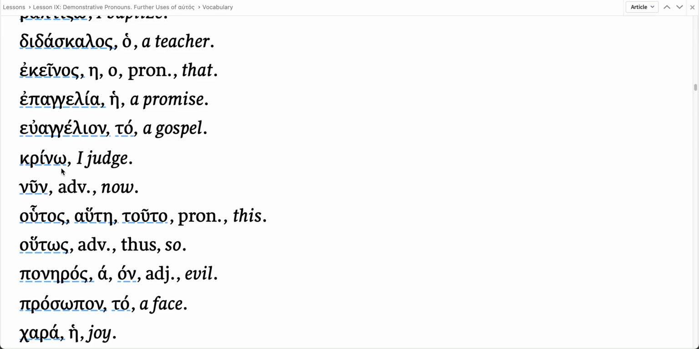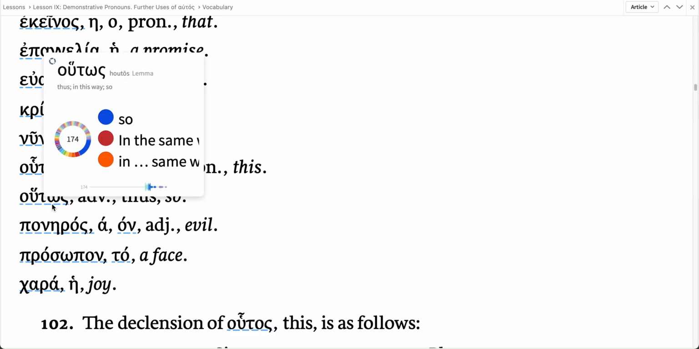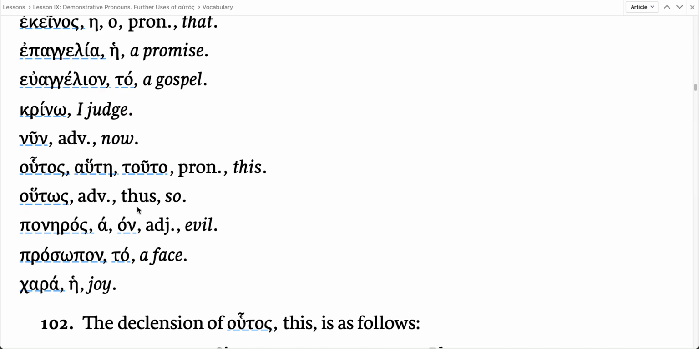Krino is a verb meaning I judge. Nun is an adverb meaning now. So here we have the far demonstrative. It's declined like an adjective here. That's the word that and those. That is the singular. That and those is the plural. Then you have the near demonstrative, houtos, haute, touto. It's a pronoun, and it's this, and then the plural would be these, this and these. So we have houtos, which is an adverb. It's like the word thus or so.